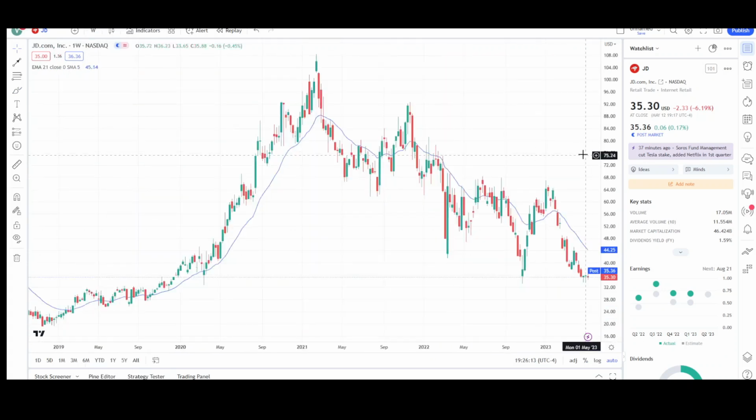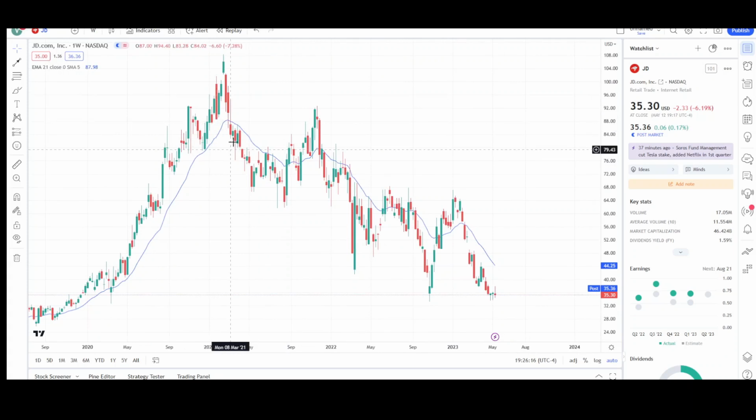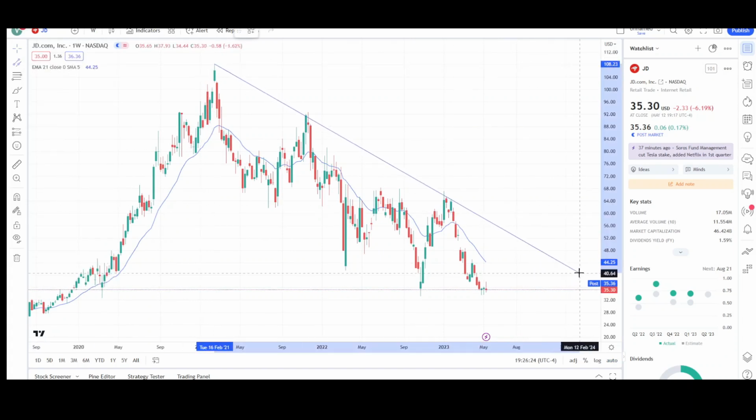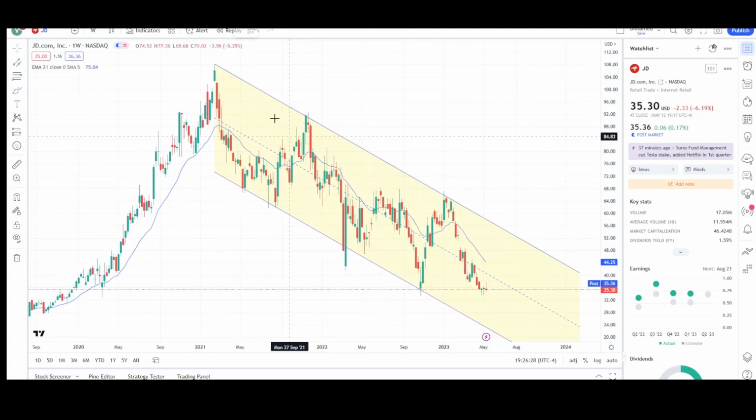So here's the weekly chart for JD. Pretty much prices have been downtrending since February of 2021. So already been two years of a very choppy downtrend. So this is the downtrend. You can see that we have three touches on the side that matters the most, which is the resistance side.